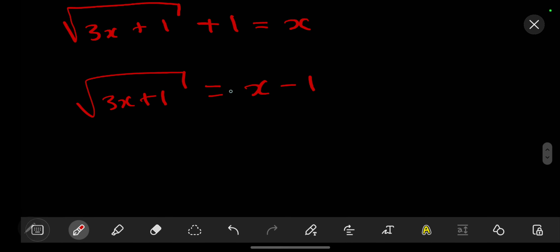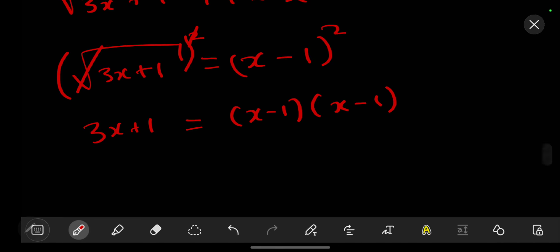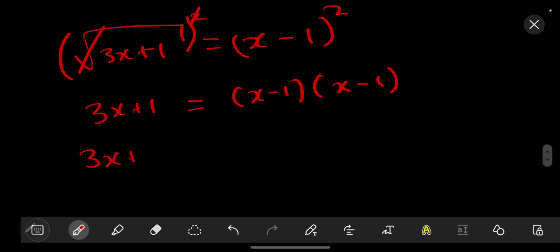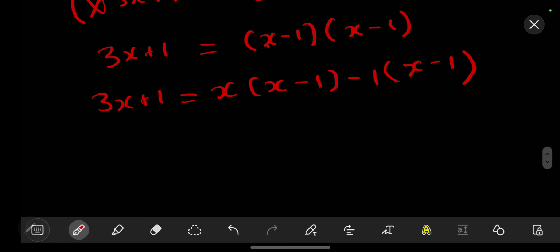So when we do this, we can now be able to square. So we square this side, we square this side. So this square and this one will go. So we have our 3x plus 1 should be equal to, this is the same as having x minus 1 times x minus 1. So we can multiply. So we have our 3x plus 1 should be equal to, then we get our first number multiplies everything, so we have our x minus 1. Then the last number we have minus 1, then we multiply by our x minus 1 like that.